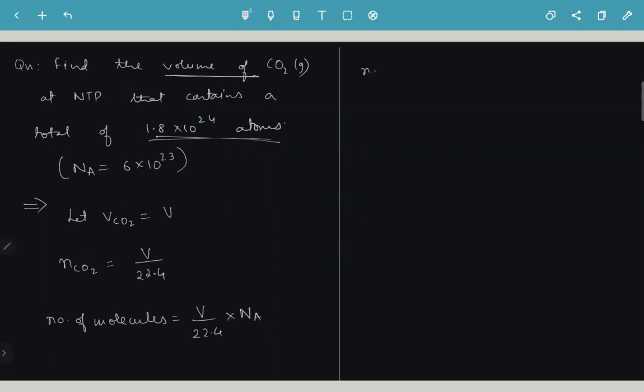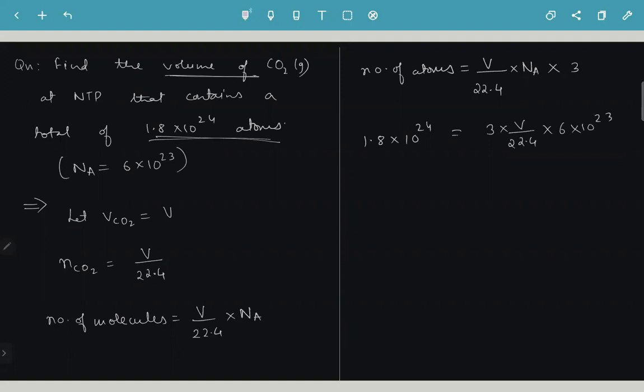And the total number of atoms we have to find out. To find the total number of atoms, we'll multiply the number of molecules by the total atomicity. Each molecule of CO2 has 1 carbon and 2 oxygen, so the total atomicity is 3. The total number of atoms comes out to be 3 into V by 22.4 into Avogadro's number, 6 into 10 to the power 23, and the number of atoms has been given in the question as 1.8 into 10 to the power 24.